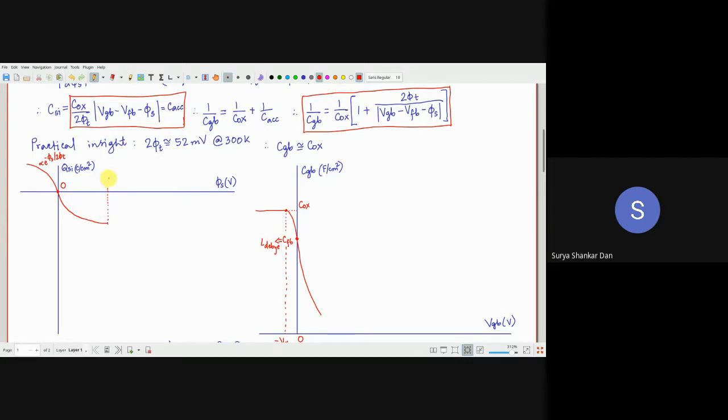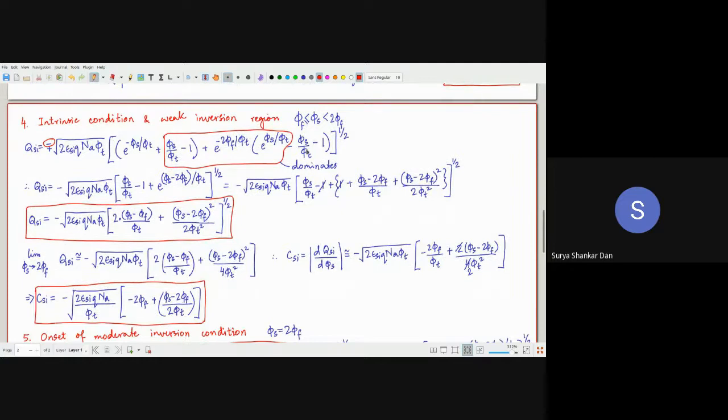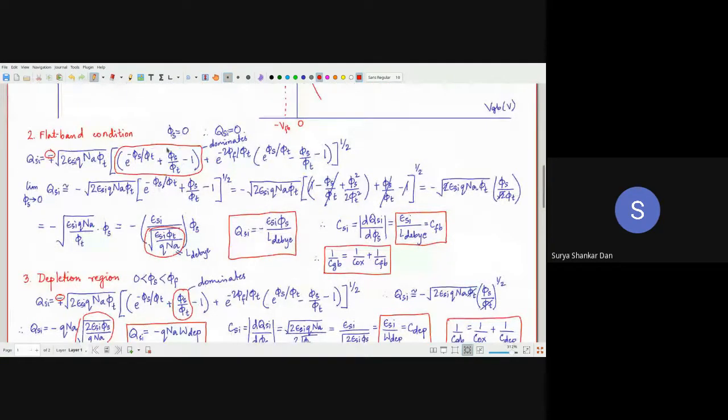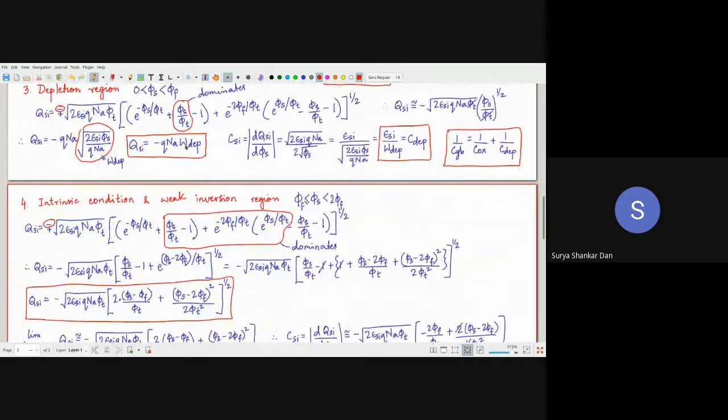It will go on like that until it reaches this part. What is that? Phi F. That is the intrinsic condition. After the intrinsic condition and the weak inversion, I have combined these regions together and put the equal to sign here. In this whole equation, this part we will now simply ignore. Since phi s has now become larger, the middle portion will dominate in this relation. So I have just ignored the other terms, and you get this.